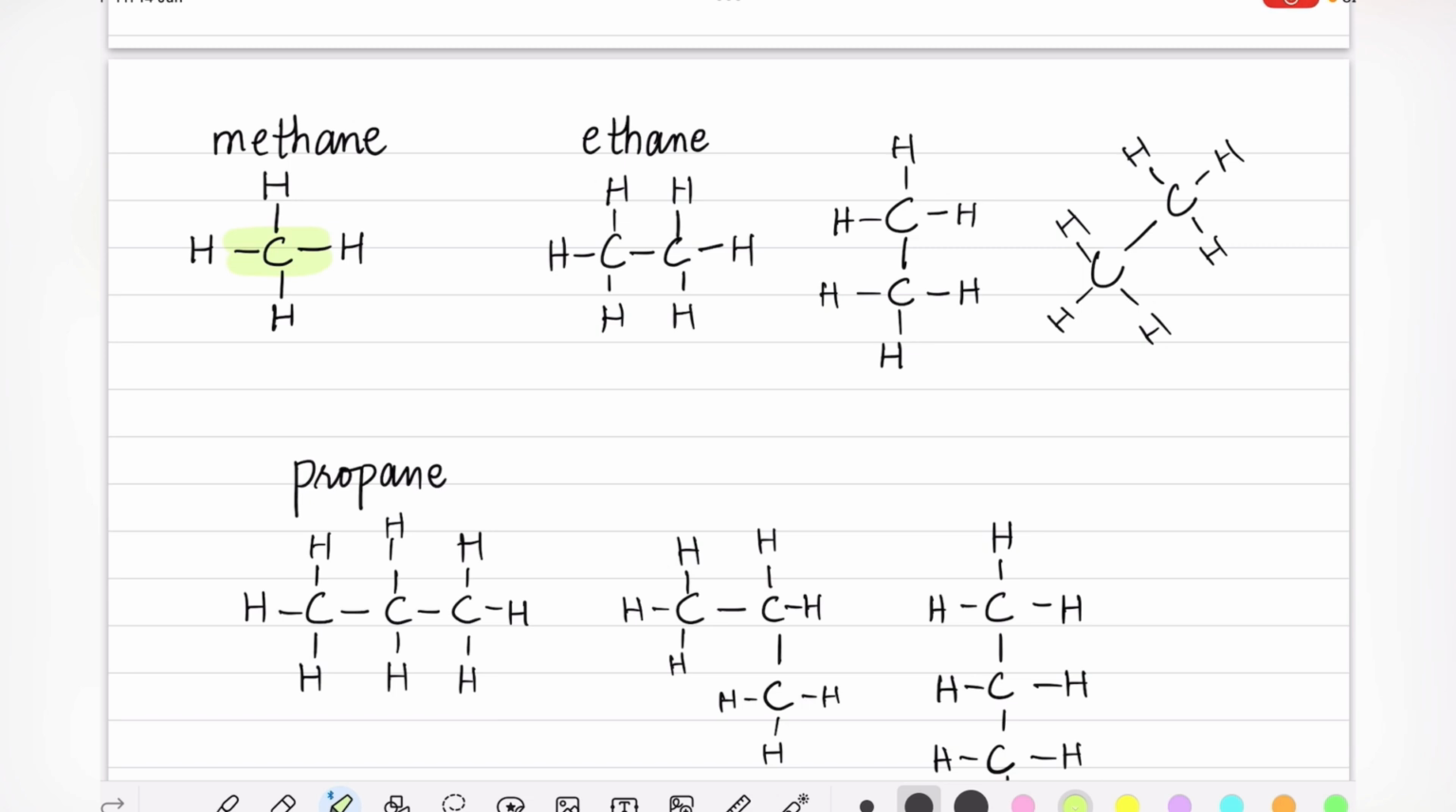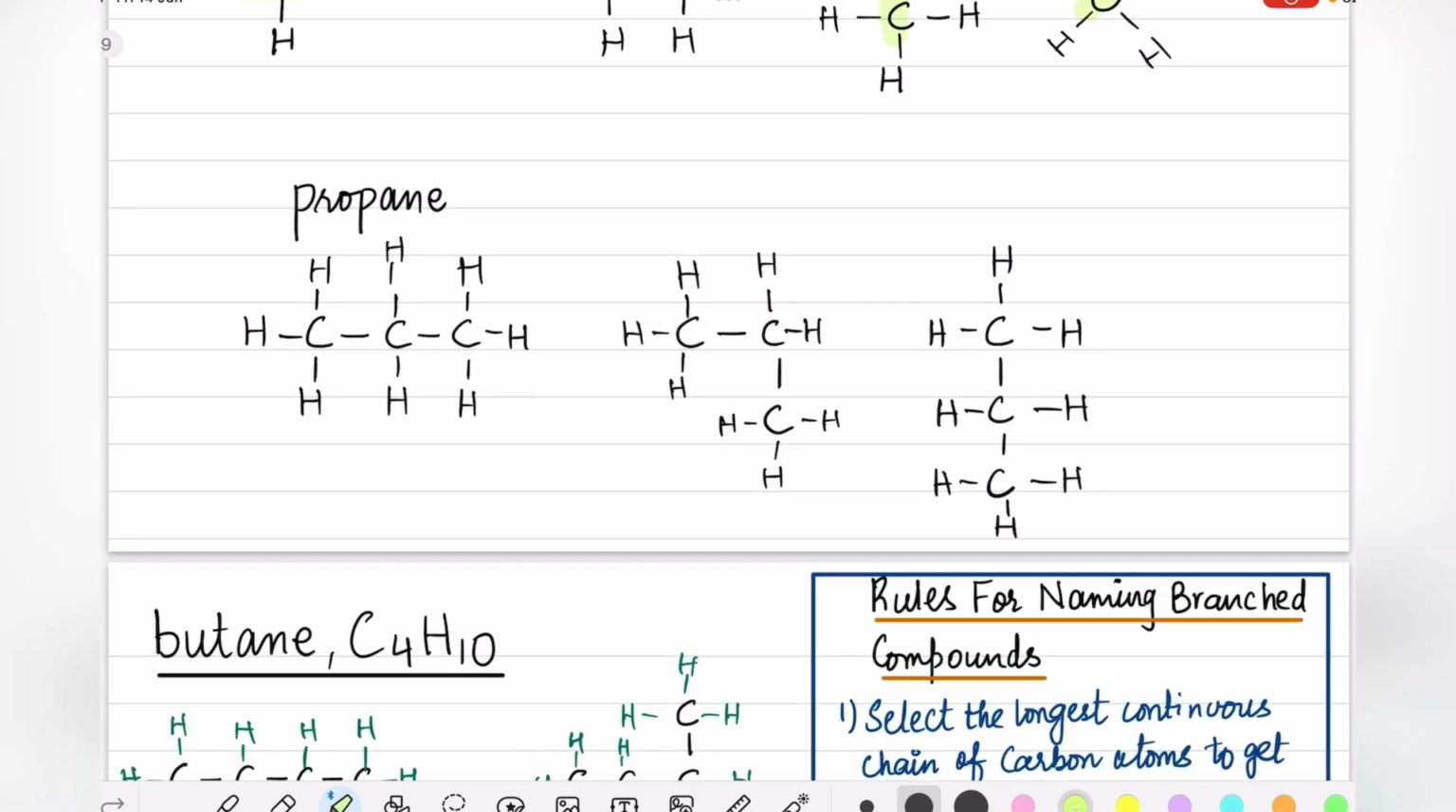Now in ethane, there are two carbon atoms present. Whether these two carbon atoms are arranged horizontally or vertically or diagonally, the connectivity of the carbon atoms is the same. Their main chain is not disturbed. So ethane also does not exhibit isomerism.